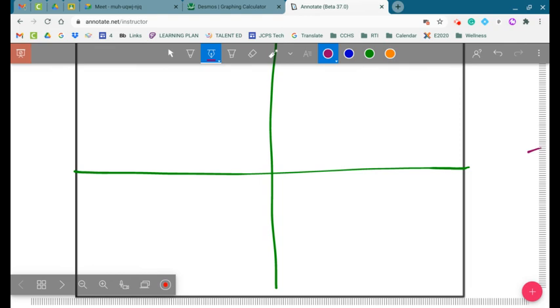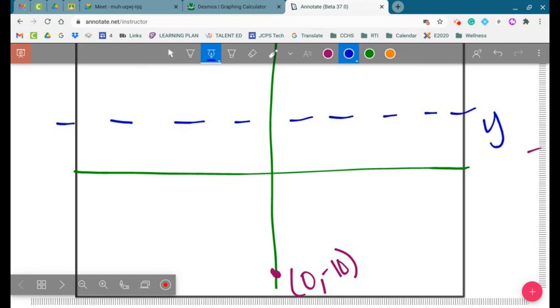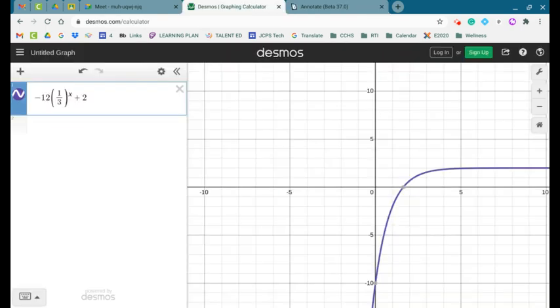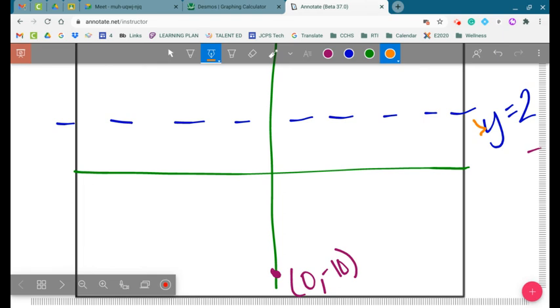So what did we say? It has a y-intercept down here at the bottom at (0, -10), and its horizontal asymptote is at y equals 2. So our line, I believe it goes down. Yep. So it's going to start up here and then go down. That is a really bad picture.